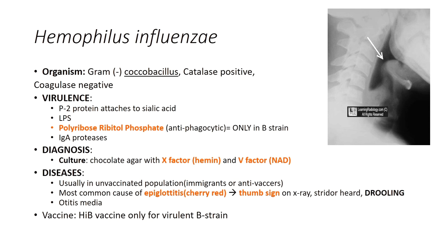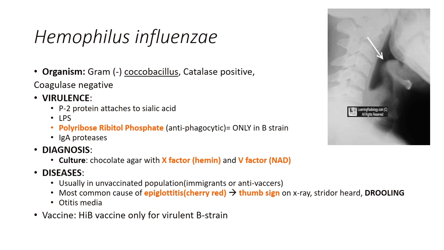So Haemophilus influenzae is a gram-negative coccobacillus. Definitely be looking out for that coccobacillus, because only a few organisms have that shape. It is catalase positive, coagulase negative, which is very similar to your staph like epidermidis or saprophyticus. However, this is gram negative, so it is not a staph, and it is a coccobacillus. This is not a cocci.